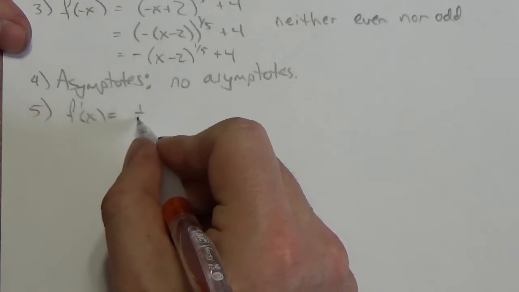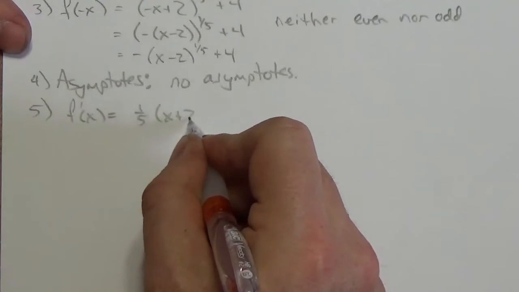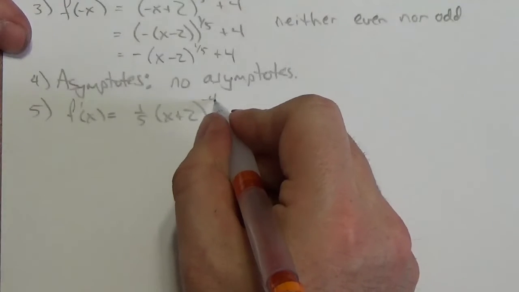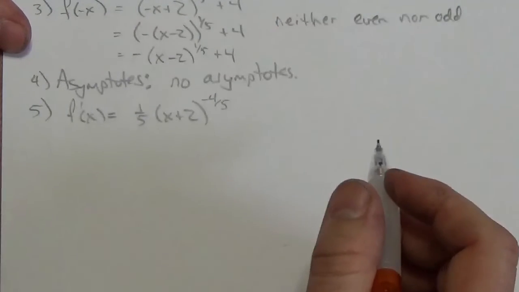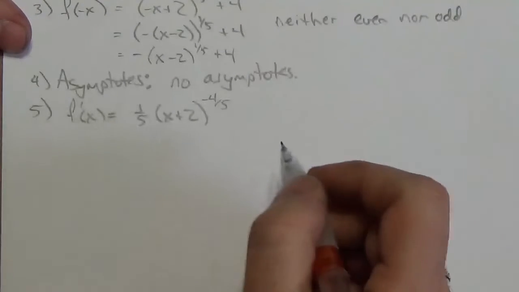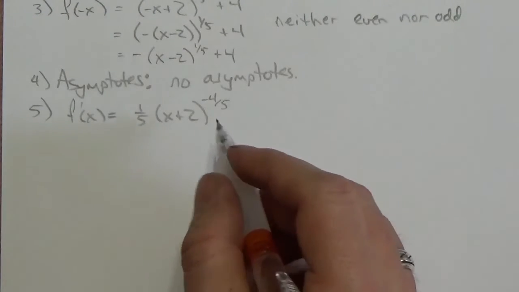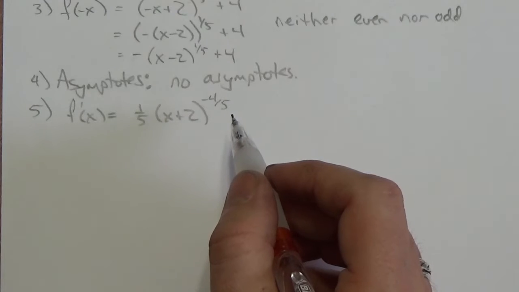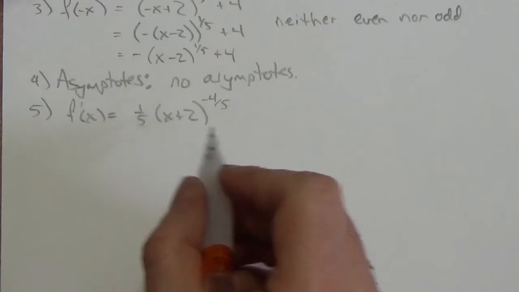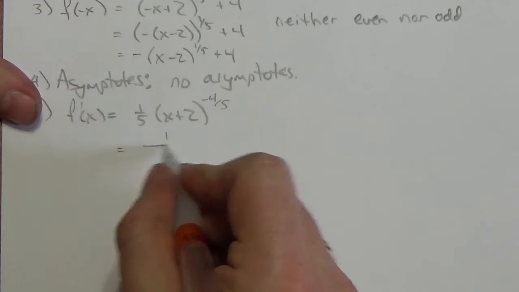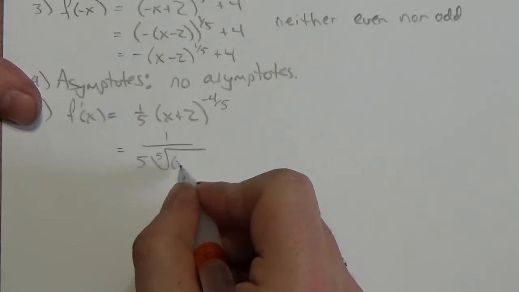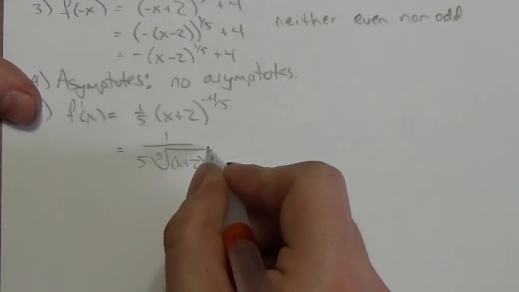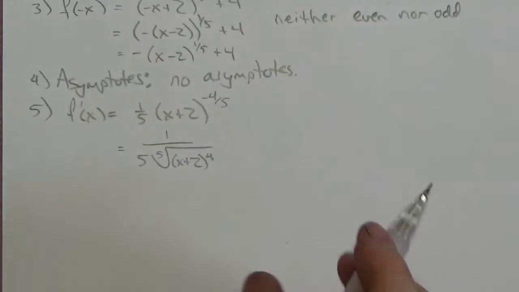And that's going to be 1/5 x plus 2 to the negative 4/5. And then the derivative of the 4 is going to go to 0, so that's not going to be an issue here. Okay, so I'm getting 1/5 x plus 2 to the negative 4/5. I am interested in where, and actually I might write it like this even. This is going to be the 5th root of x plus 2 to the 4th.